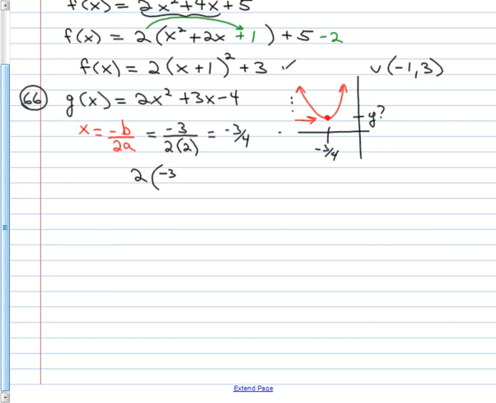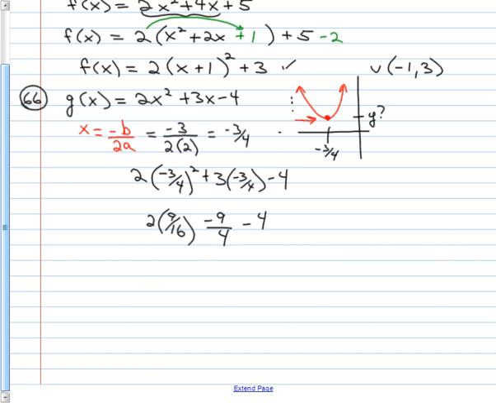2 times negative 3/4 squared plus 3 times negative 3/4 minus 4 more. So we're going to exercise our brains, not our calculators, right? It's good practice for you. If you square a fraction, all you have to do is square each number. So this would be 9 over 16. Multiply things together, you just go numerator times numerator. So 3 times negative 3 is negative 9 over 4. And then there's that minus 4 on the end.